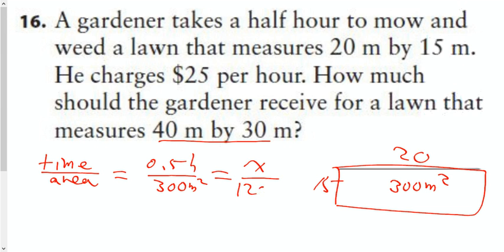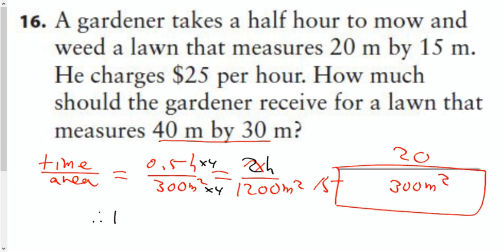Well, this lawn is 1,200 square meters. Okay? You with me now? So it takes him a half an hour to mow 300 square meters in the first lawn. How long will it take him to mow the second lawn, which is 40 by 30, and 40 times 30 is 1,200. So obviously the easiest way to do this is to say, well, I'm going to multiply this by 4 and this by 4. And what's a half times 4? 2. So therefore, it will take him 2 hours to mow that lawn.